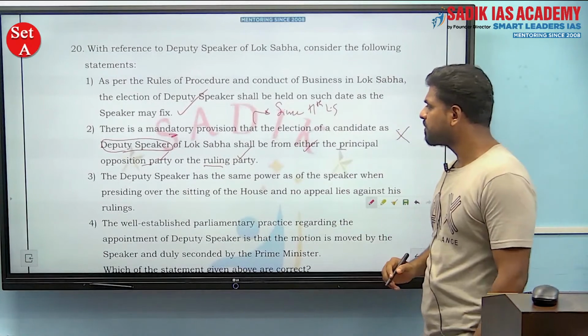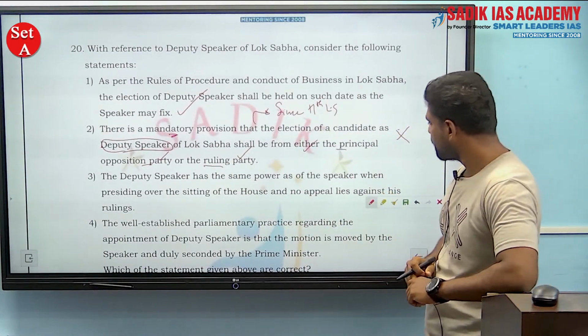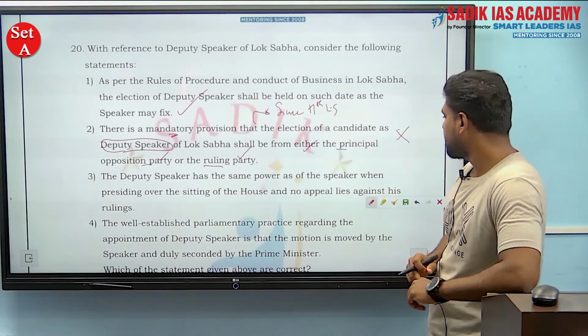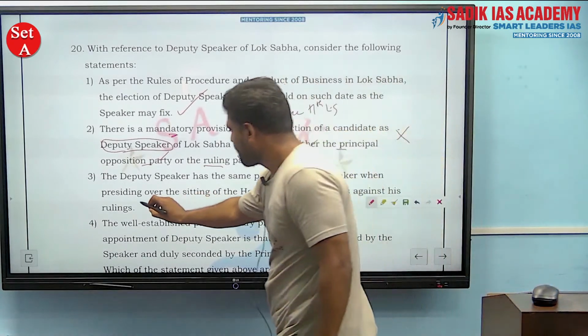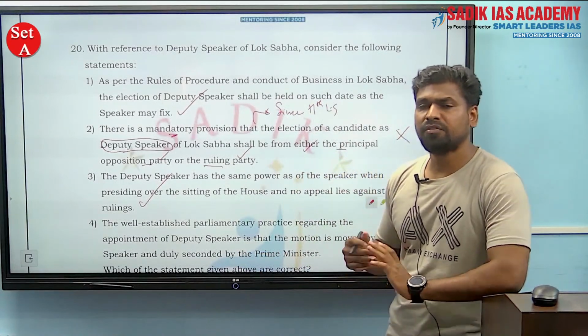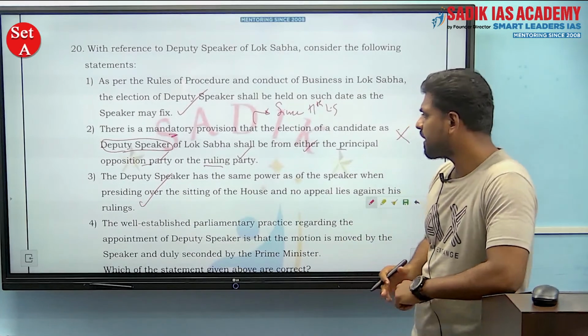What about statement number 3? The Deputy Speaker has the same power as the Speaker when presiding over the sitting of the House, and no appeal lies against his ruling. This statement is also true, because when the office of Speaker is performed by the Deputy Speaker, he enjoys all the powers of the Speaker. That statement is true.